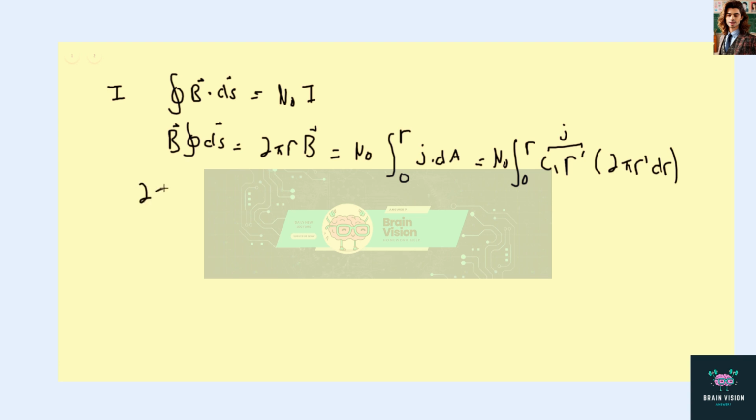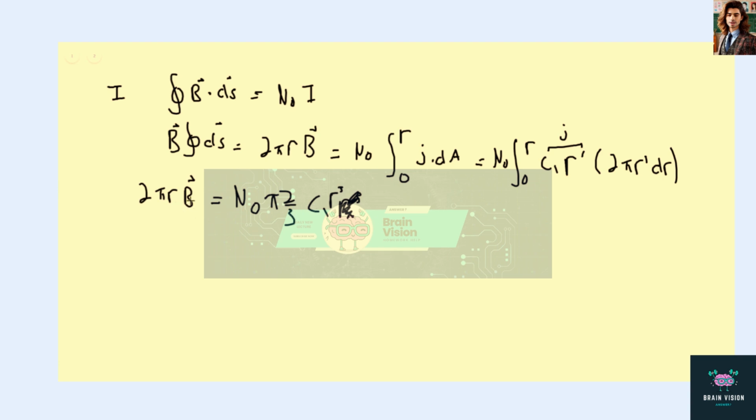So now we have 2 pi r B, and when we evaluate this integral, we should get mu naught, and then we'll have 2/3 C1 r cubed, and I think we probably have a pi in there as well. So we just have some constants, then we're integrating r prime squared. And then we evaluate that from 0 to r. So whoops, this should actually be a little r cubed. So to whatever distance out we are going.